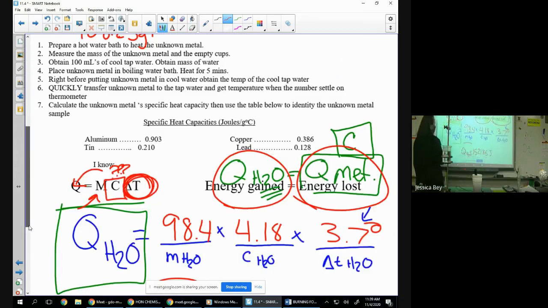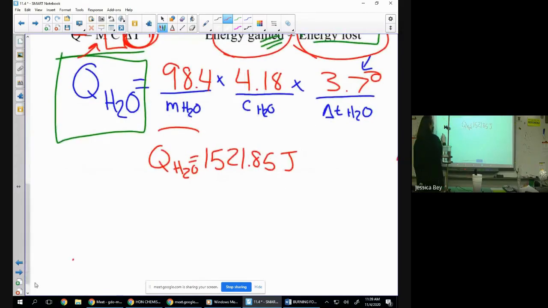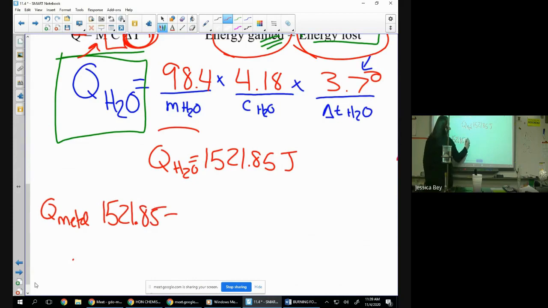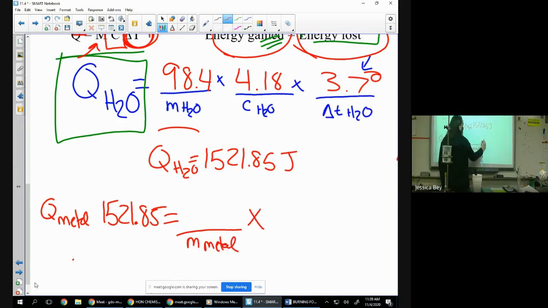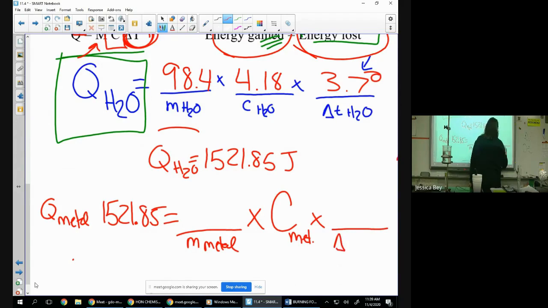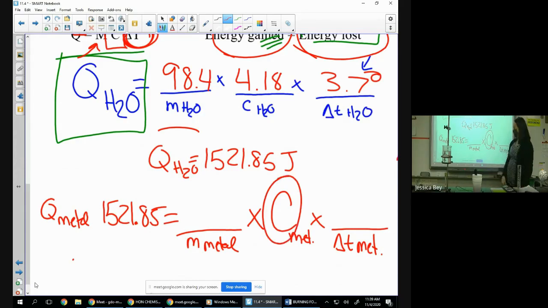So then you're going to say, this is my Q. So Q of the metal is actually 1521.85, which is equal to the M metal, which you should be able to find up in your data table, times, I'm looking for C of the metal. That's what I'm trying to do. Delta T metal. Okay, so you just have to find and plug in 2 things and then solve for C.